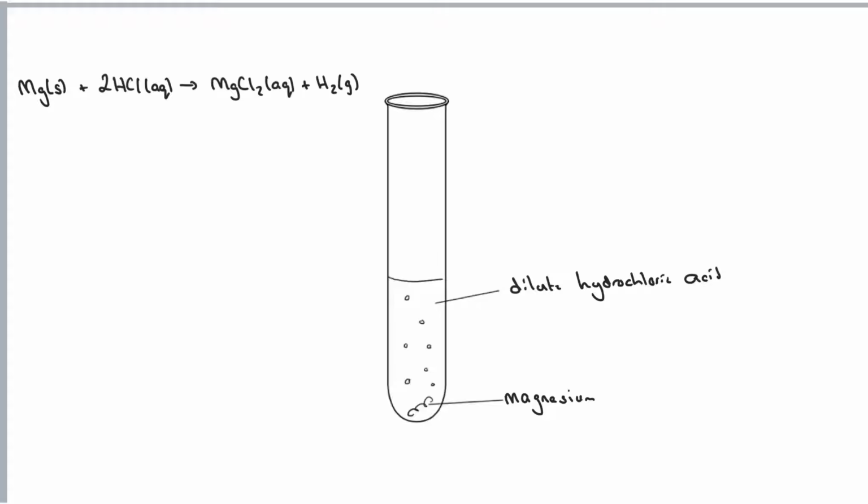Now you could use a reaction like this to investigate concentration of hydrochloric acid or indeed temperature of hydrochloric acid. You could also do surface area of magnesium. The important thing is every time you repeat the experiment you will end up with a time in seconds for the reaction to finish. Now times and rates work in opposites.